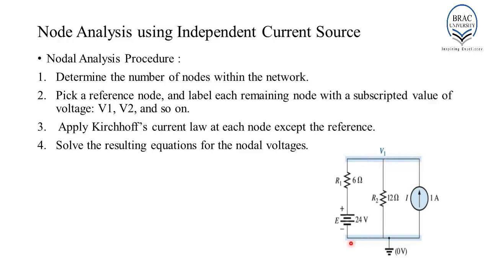Over here, the other node is the ground or the zero potential level. The point D, point E, and point F all are connected together to the ground. So, this is the reference node and this is the other remaining node with a voltage marked as V1.